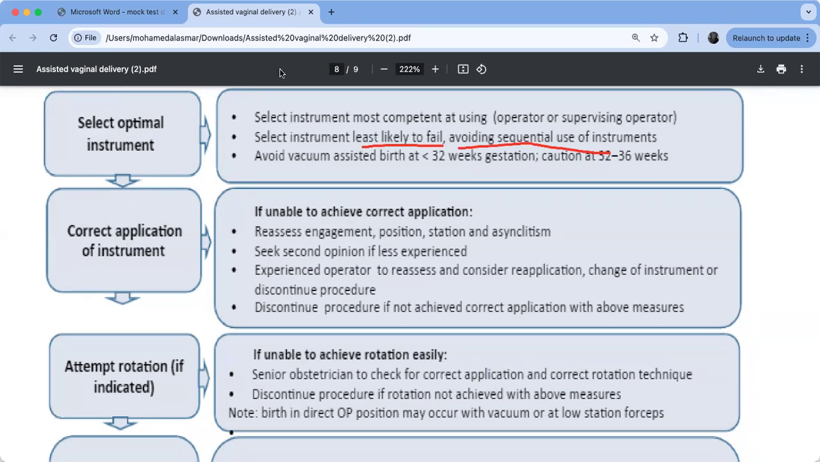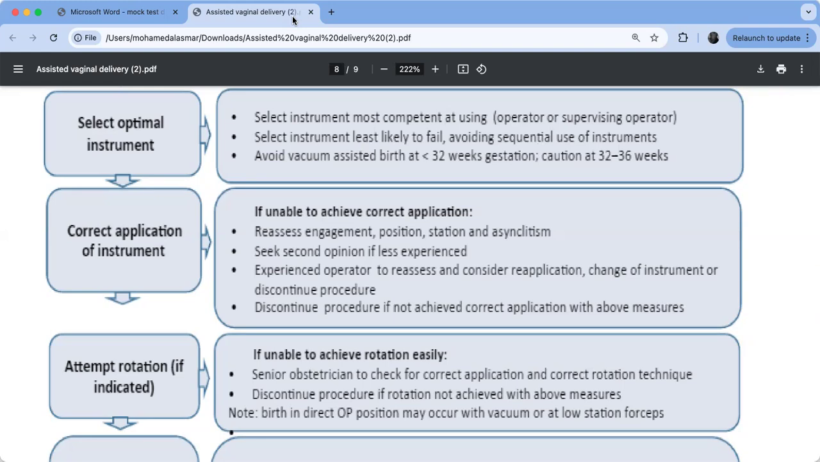Correct application of the instrument. When to do the correct application? First of all, you have to reassess, of course, the engagement, the position, station, and the synclitism. Seek a second opinion if you are less experienced. An experienced operator should reassess. Like in the exam, if they tell you that there is a new trainee, the new trainee needs a supervisor and an experienced operator for reapplication, change of instrument, or discontinuing the procedure.